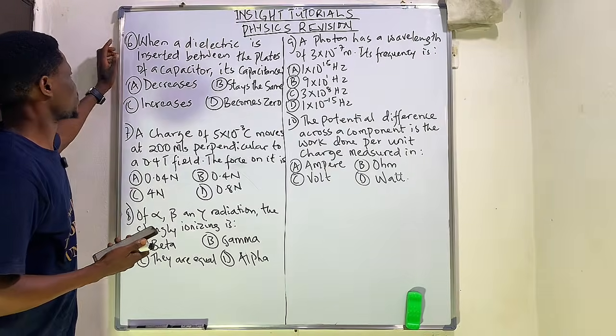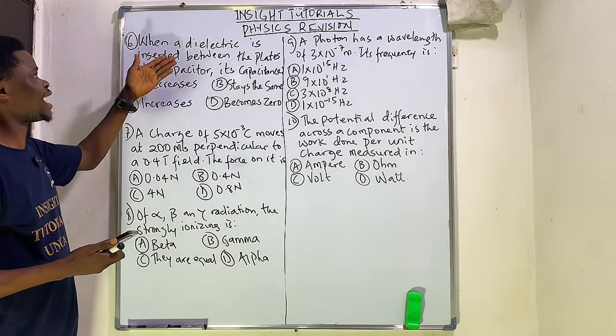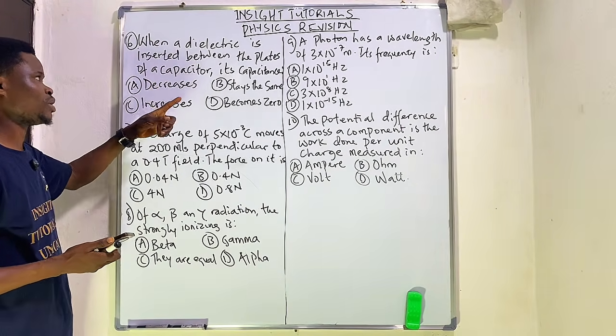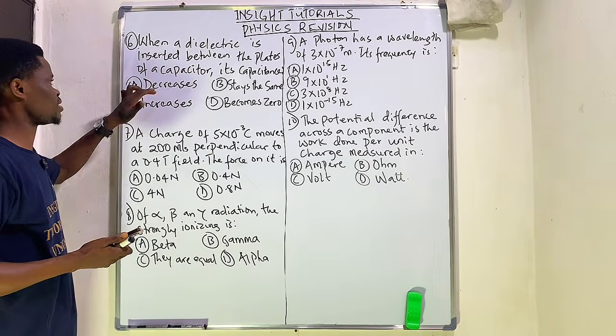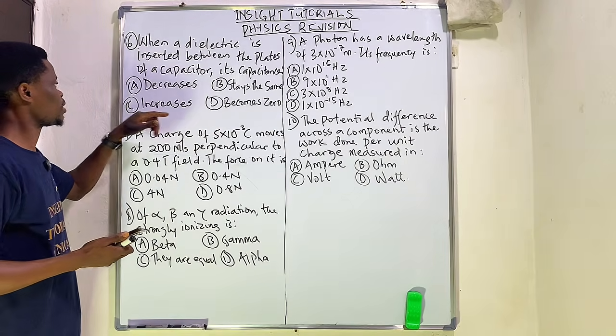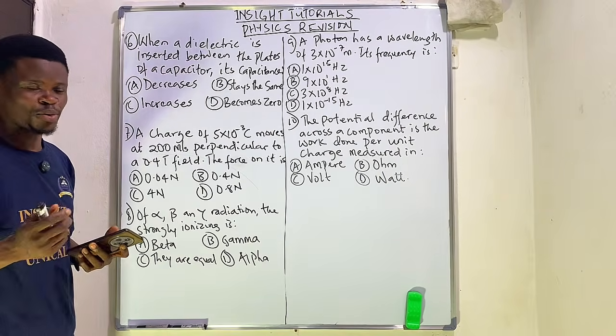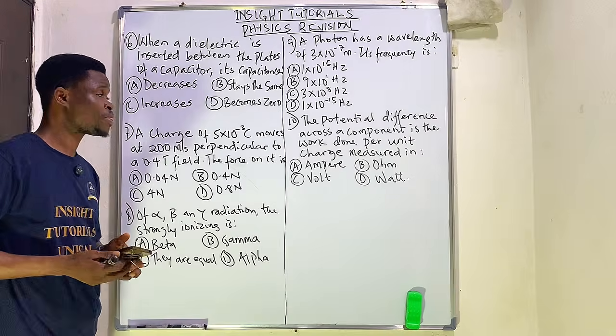All right, question 6 says, when a dielectric is inserted between the plates of a capacitor, its capacitance: A says decreases, B says stays the same, C says increases, and D says becomes 0. What do you think is the right answer?